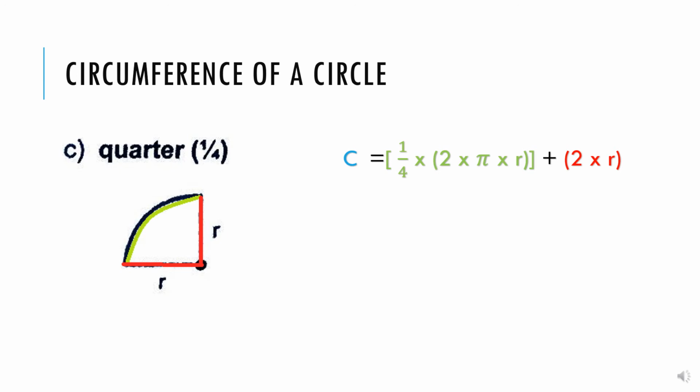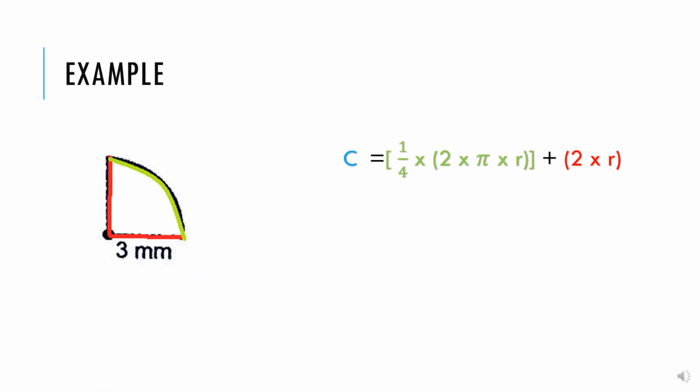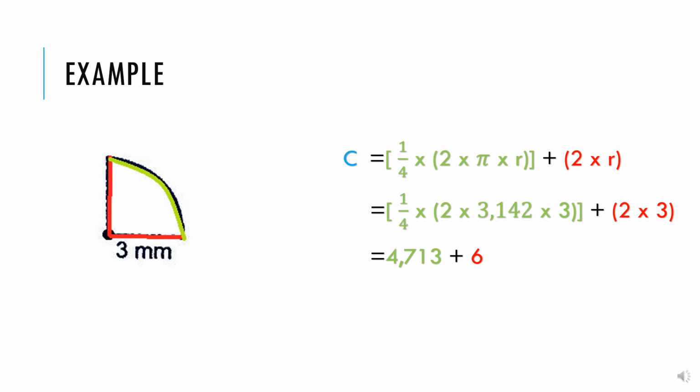In the example, we have a quarter with a radius of 3 millimeters. So what we do is we substitute that into the formula. A quarter times 2 times 3,142 times 3, which is the radius, plus 2 times 3. That gives us 4,713 plus 6, and the total is given as 10,71 millimeters.